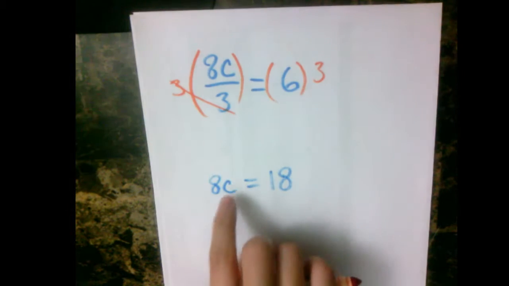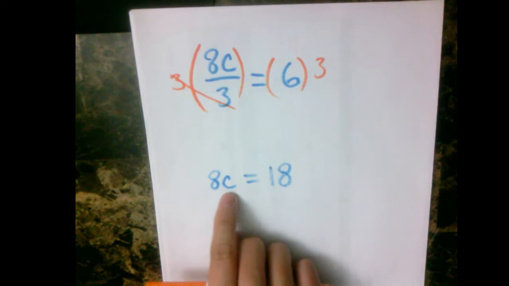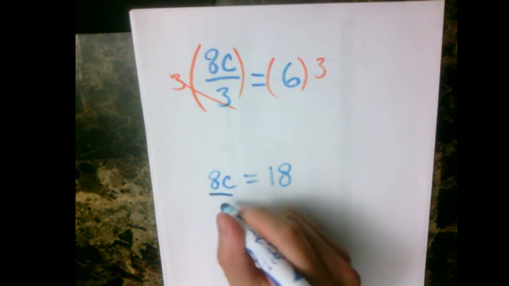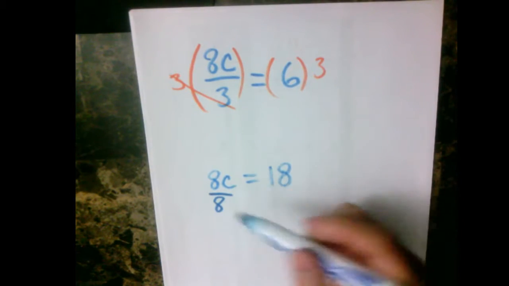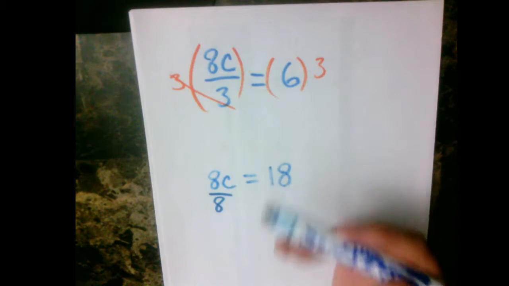Again, you look where your variable is. It's over here. We need to get it alone. This is 8 times c. So what's the opposite of 8 times c? It would be divided by. So we want to divide by 8 here. Okay? Remember, the last thing you want to do is touch your variable. You really don't want to do anything with your variable unless it's in the bottom.